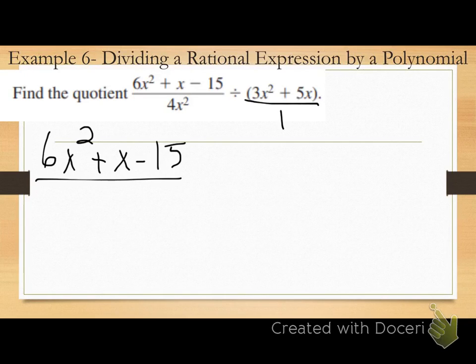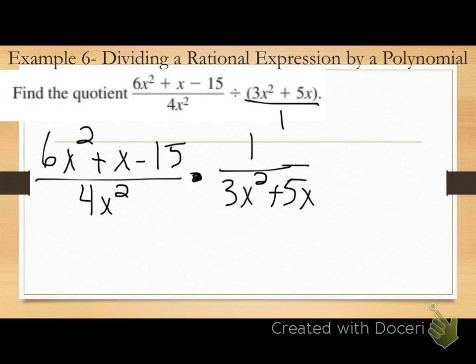So 6x squared plus x minus 15 over 4x squared. What happens next? Change the sign. Changes from division to multiplication. And then what? 1 over 3x squared plus 5x. Everyone okay with that? If you just have a polynomial, put it over 1, it makes it a fraction. If you're dividing, it gives you something to flip. If you're multiplying, it gives you something to multiply the denominator by. Okay? Now we just have a multiplication problem. But let's factor first.